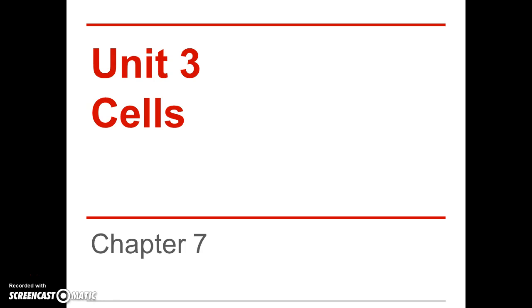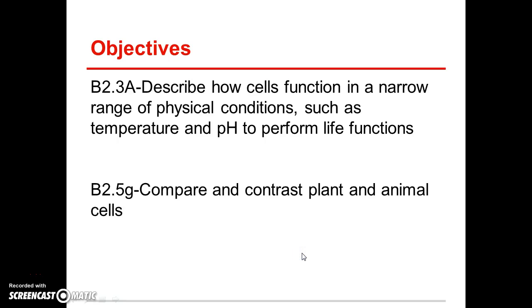Chapter 7 will be covered completely in the book. These are the objectives. You do not have to write these down, but in the end, these are the benchmarks that you need to be able to walk away with and do after this unit. So you're going to be able to describe how cells function in a narrow range of physical conditions such as temperature and pH to perform the life functions, homeostasis and metabolism primarily.